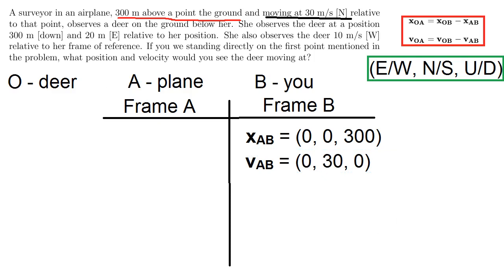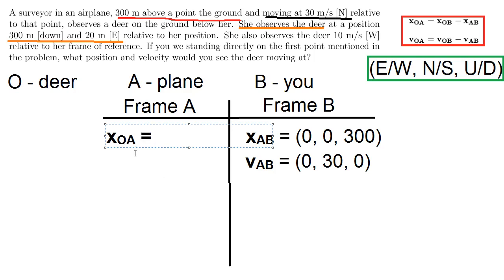Now, we're going to go on to the third number that we're given. If we take a look at the third number, this is observed by the person in the plane, and they're looking at the deer 300 meters down and 20 meters east relative to their position. The way that I like to sort this is by what frame. This is actually seen by person A, so we're going to put it in the frame A column. And this is a position, and it's a position of the deer as seen by frame A.